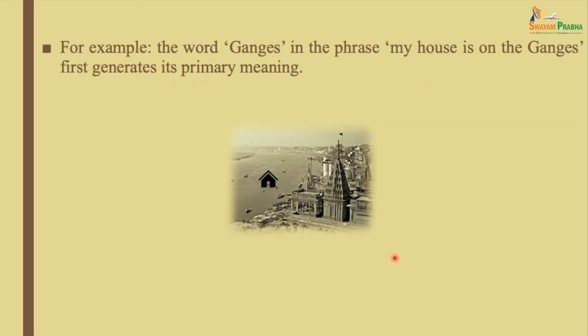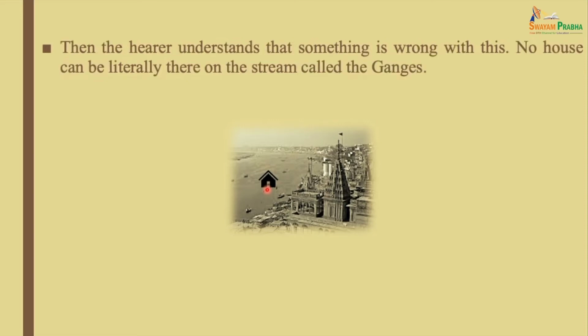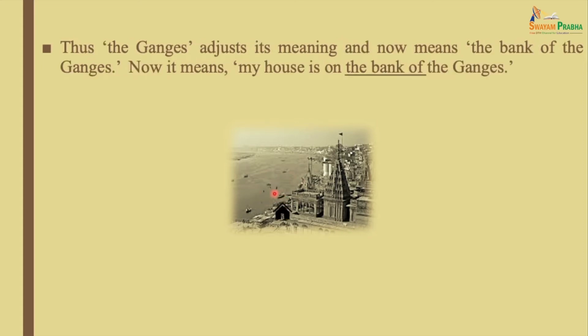How is it? For example, the word Ganges in the phrase, "my house is on the Ganges," first generates its primary meaning, where you have your house on the stream of Ganges, in the mind of the hearer. But soon the hearer realizes that there is something wrong with this kind of understanding. No house can actually be on the stream. Therefore, there is an adjustment. And now the Ganges would mean the bank of Ganges.